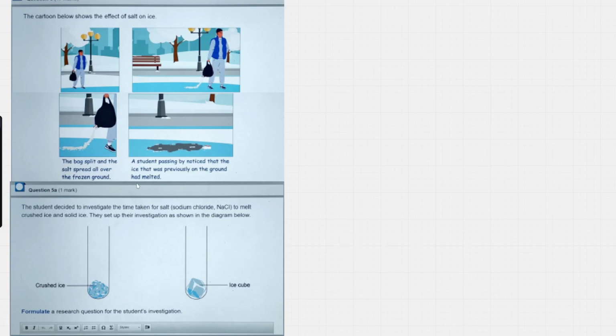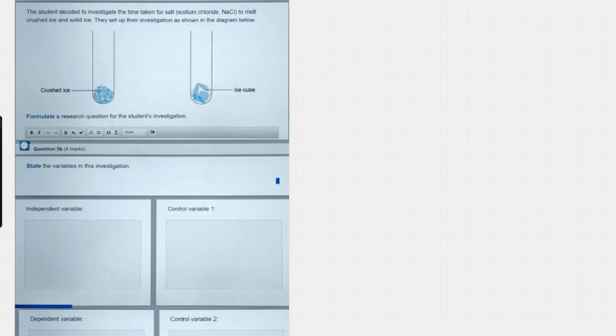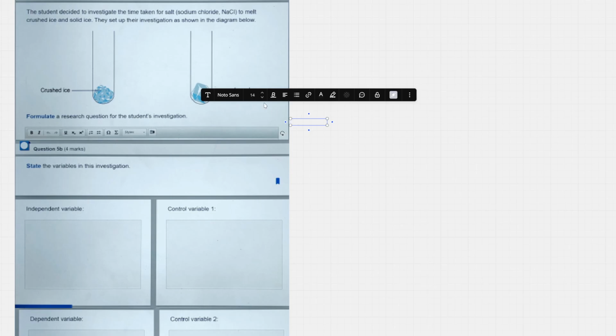Alright, question 5. View this cartoon. Now we have to write a research question. The only thing you really need to write is a research question that would link the difference between crushed and solid ice, which is the surface area, and the time for the ice to melt.